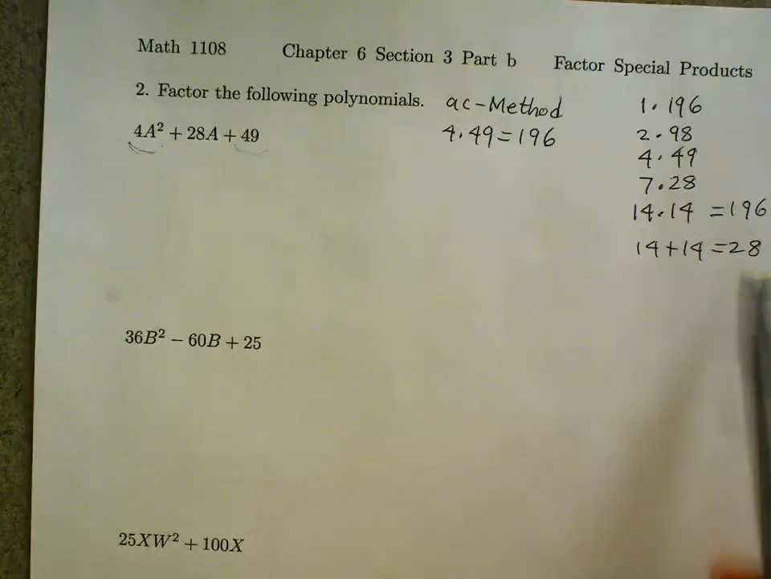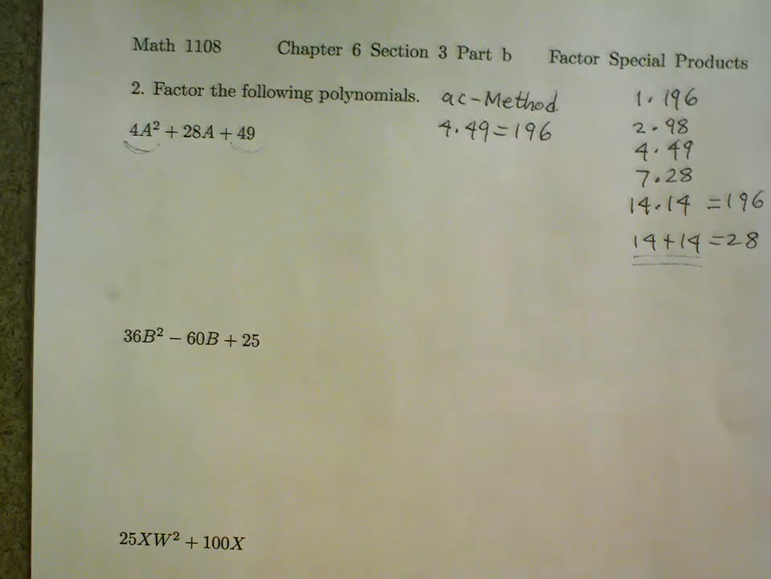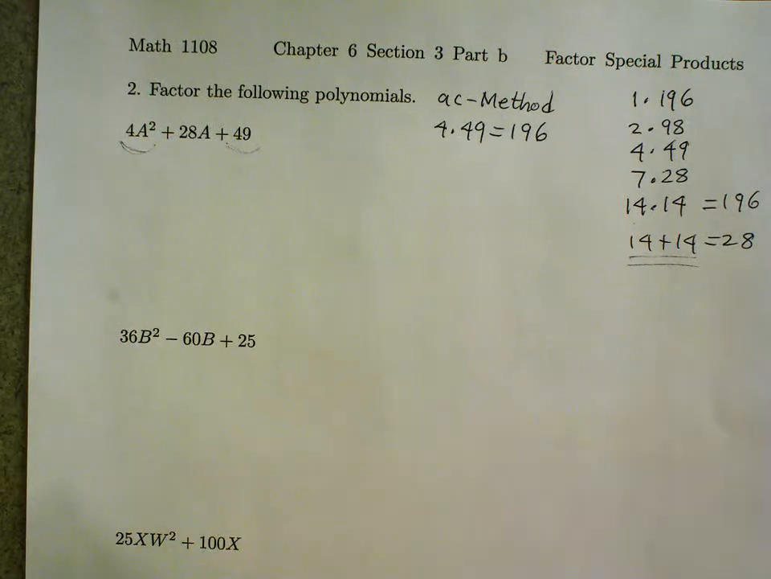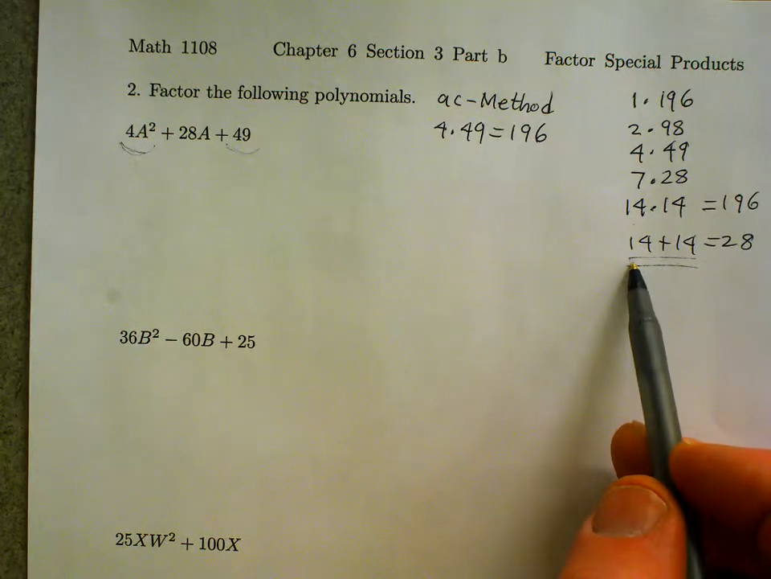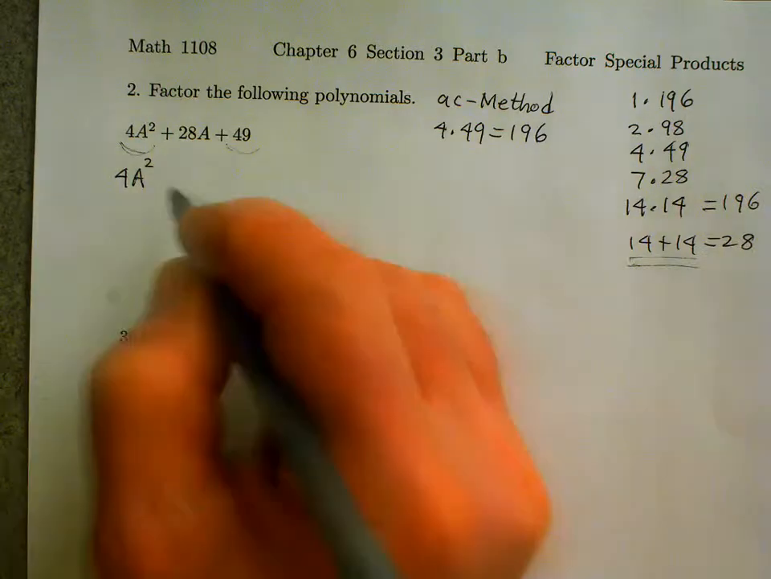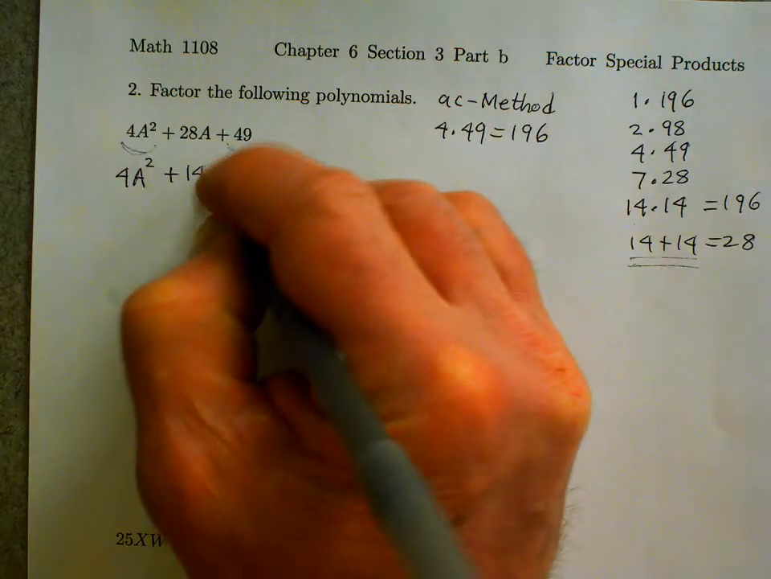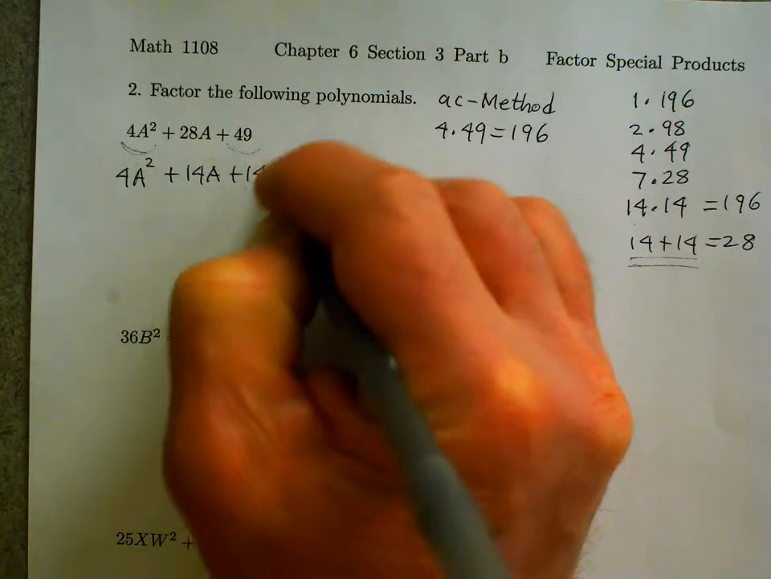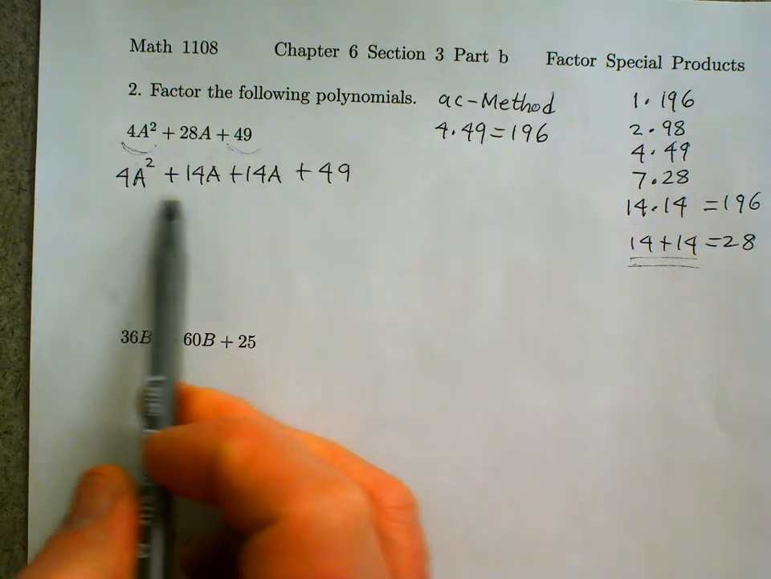So we can factor it. Since the two integers we're looking for are the same, remember what that means. That means this is a perfect square trinomial. So we'll proceed with the AC method. Transform the trinomial into a quadrinomial. So replace the plus 28a with plus 14a plus 14a. And then factor by grouping.